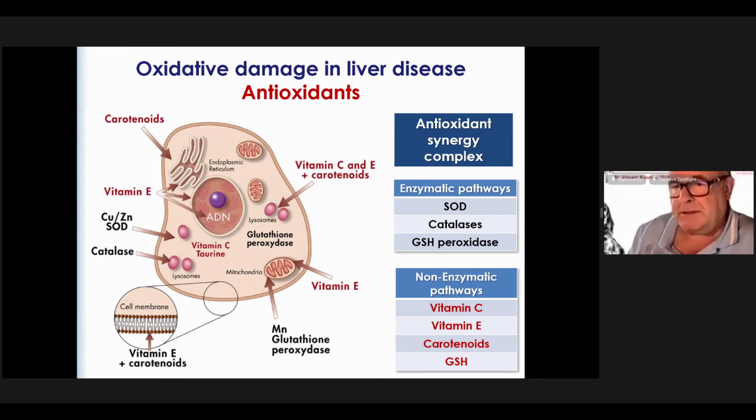And so there are some compounds like vitamin C, vitamin E, carotenoids, and glutathione. And then there are some enzymes like superoxide dismutase, catalase, and glutathione peroxidase. You can see that those antioxidants can be in the cytoplasm, they can be in the nucleus, they can be in the mitochondria, they can be in the membrane, and it's the combination of all those antioxidants that is efficacious. You don't want to give only one antioxidant. For example, only give vitamin E, because vitamin E will only be in the membranes, and so it will not protect against oxidation in the cytoplasm.